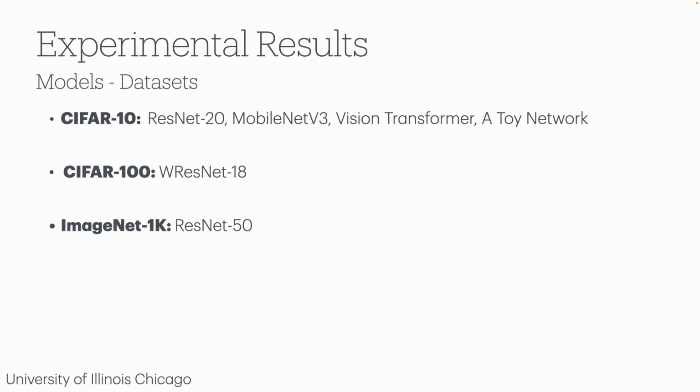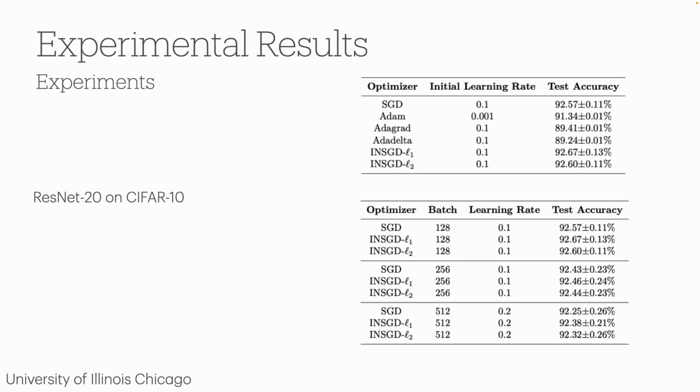We trained CNN models and a vision transformer on computer vision, specifically image classification tasks. We use CIFAR 10, CIFAR 100, and ImageNet 1K as the benchmark datasets, and use ResNet 20, Wide ResNet 18, ResNet 50, MobileNet V3, Vision Transformer, and a toy network for training. We then compare the results of INSGD with the other optimizers.